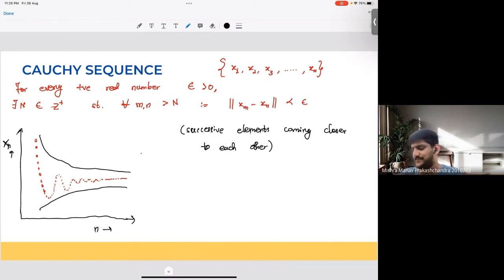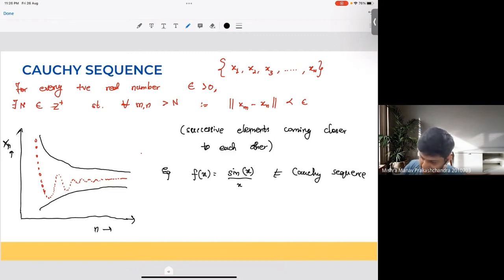If I ask you any mathematical function which is a Cauchy sequence, a very simple example would be this function. So f of x is equal to sine of x by x. This is a very simple example of a Cauchy sequence. Okay, I should write example of a Cauchy sequence, right?